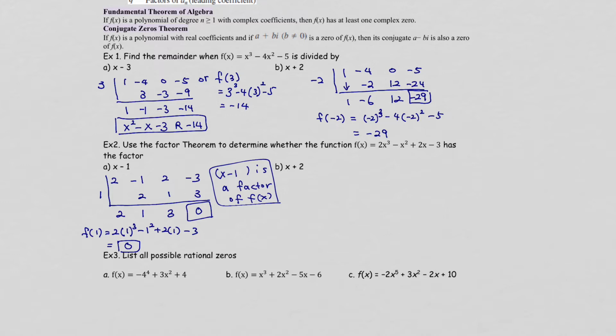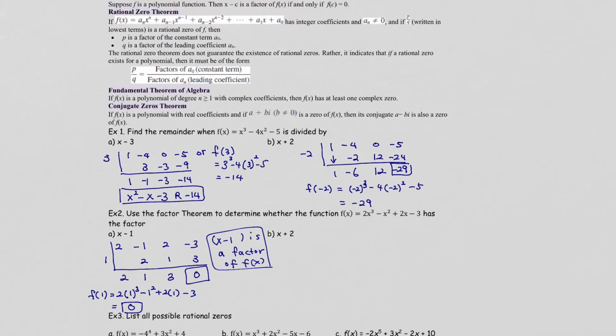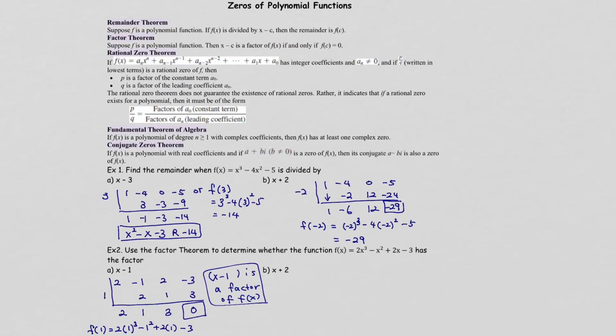And let me go back to the definition, that's what the factor theorem means, right? So x minus c is a factor of f of x if and only if f of c is equal to 0. That's what it means right here.